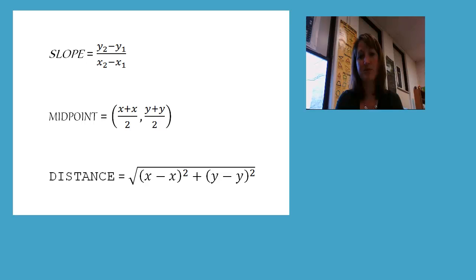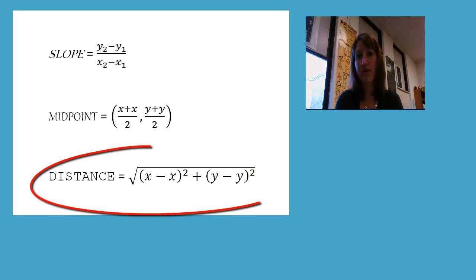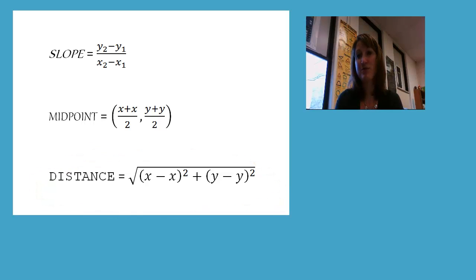The distance formula is the one that's always a little bit more complicated. I think it's just because of that big square root. But the distance formula, it's the square root of x minus x squared plus y minus y squared. And remember, with the distance formula, if you really do not like the distance formula, you can always turn your line segment into a right triangle, and it's really just Pythagorean theorem.